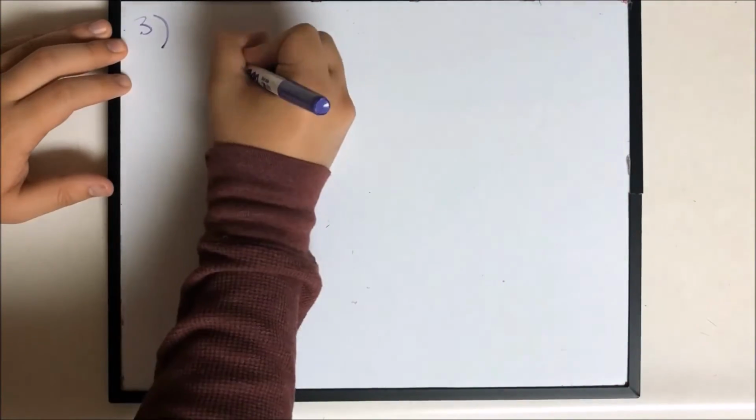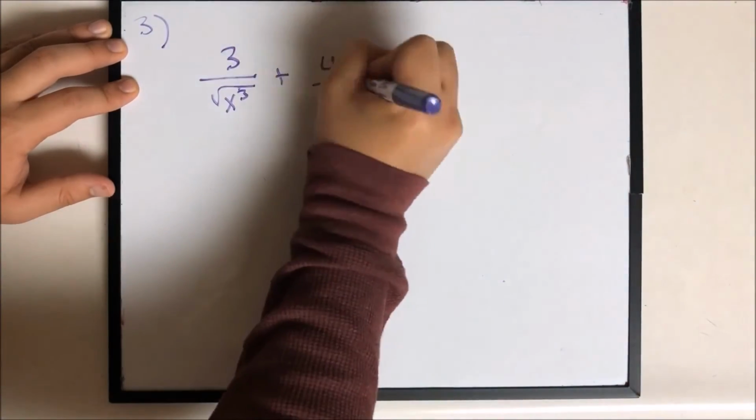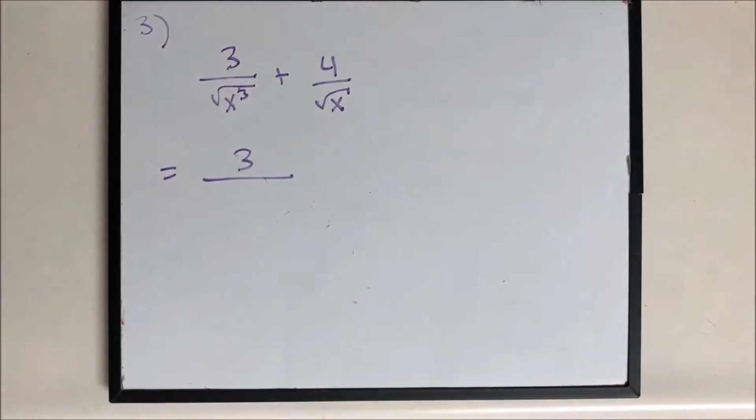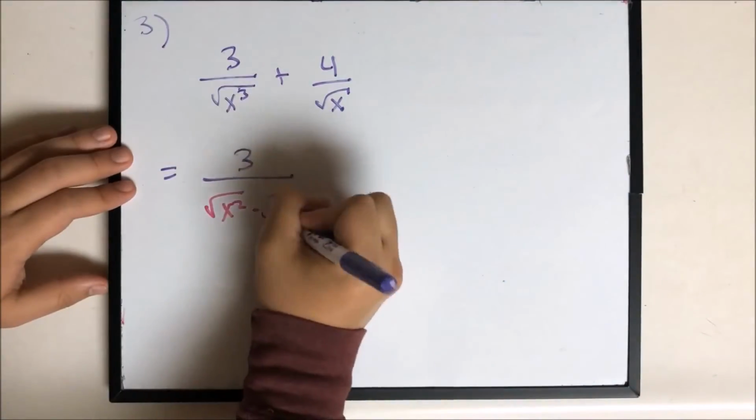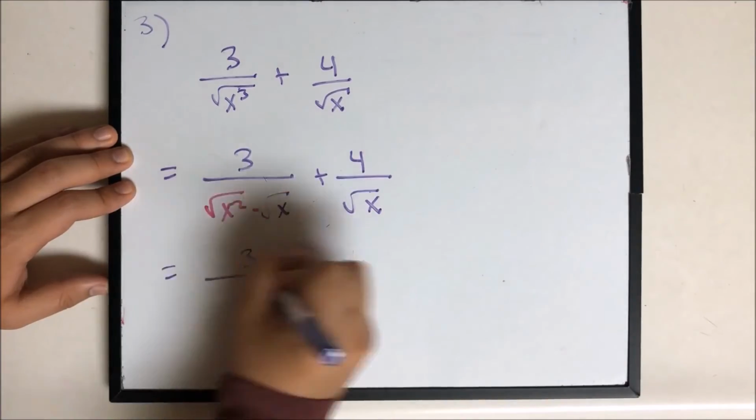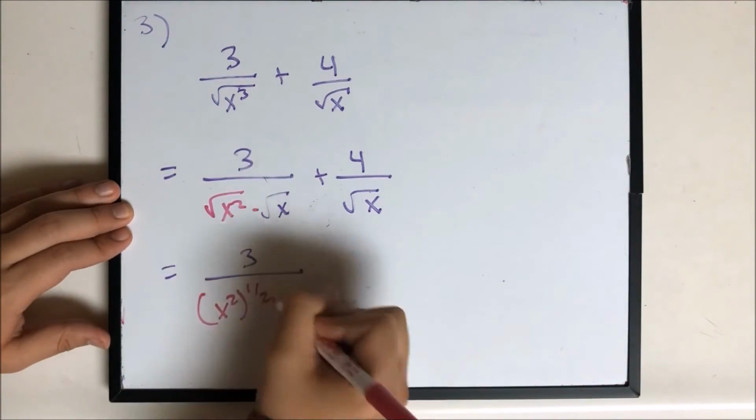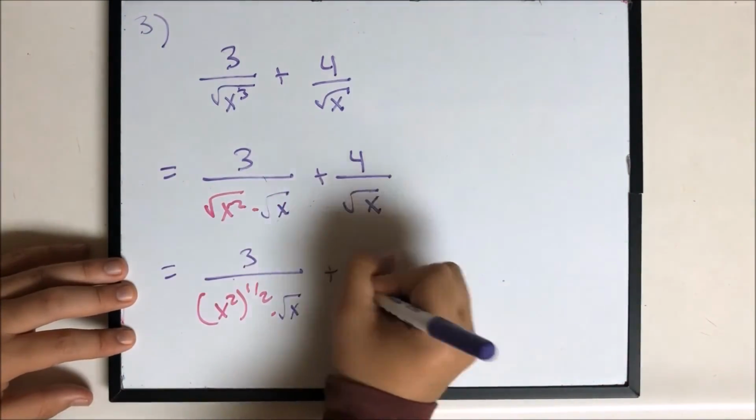For our third problem, we need to simplify 3 over the square root of x to the 3rd power plus 4 over the square root of x. The denominator in the first term is equivalent to the square root of x squared times x, which can be simplified to x times the square root of x.